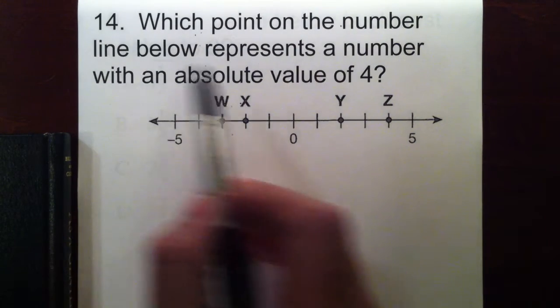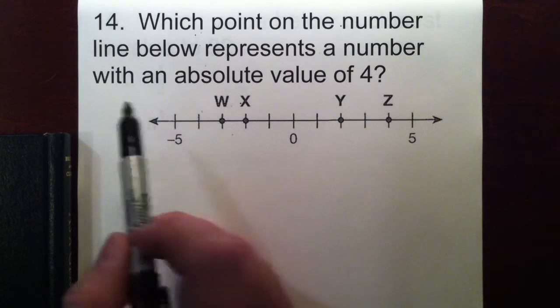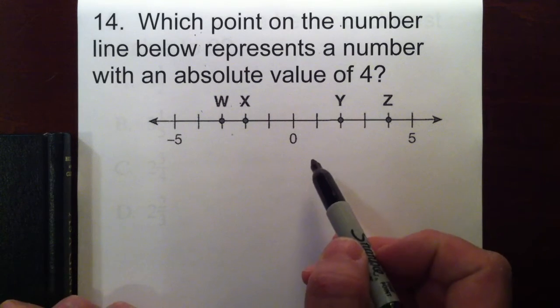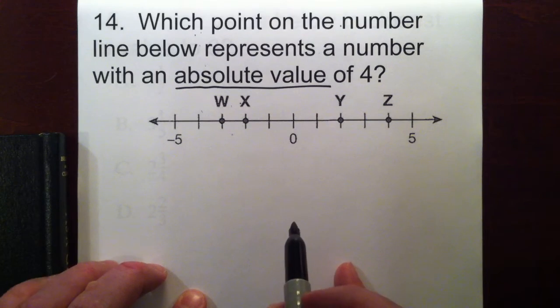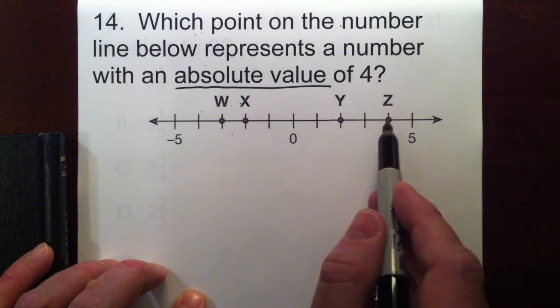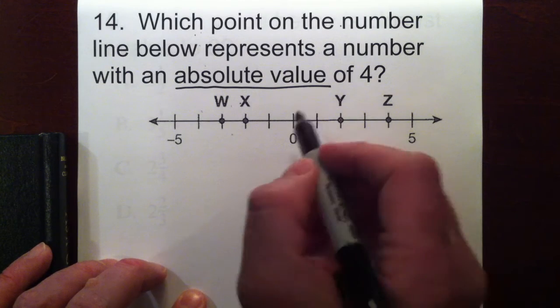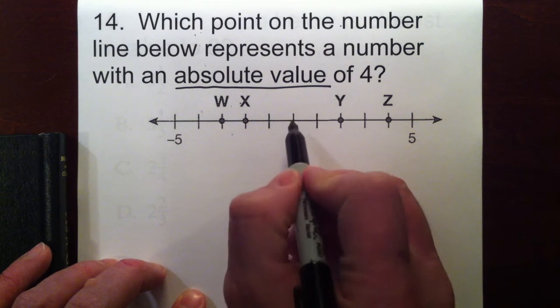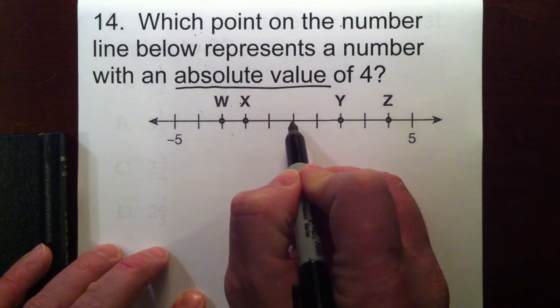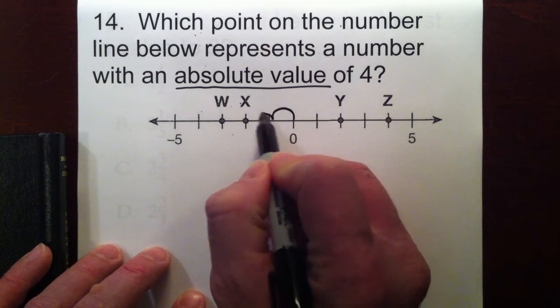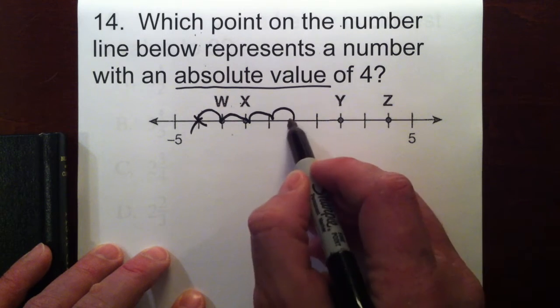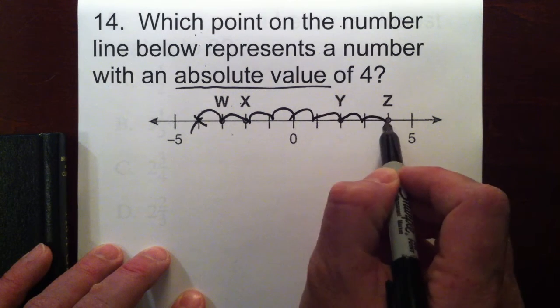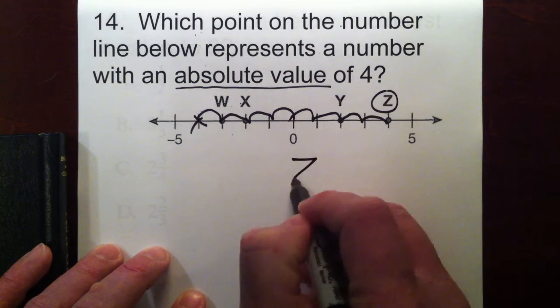Which point on the number line below represents a number with an absolute value of 4? Well, we know that the term absolute value means the distance from 0. And it can be on the plus side or on the negative side. Let's take a look and see if there are any numbers with an absolute value on the negative side of 4. 1, 2, 3, 4. Well, there's none there. 1, 2, 3, 4. We have a winner, and it's point Z.